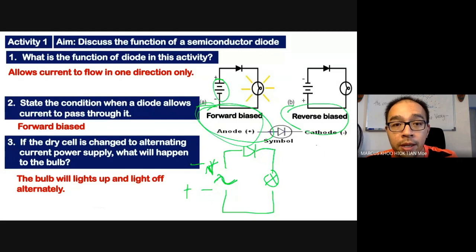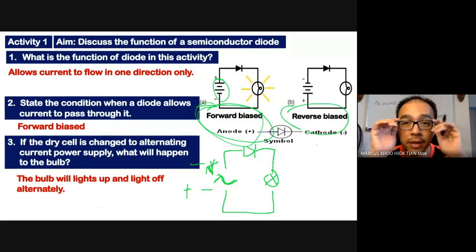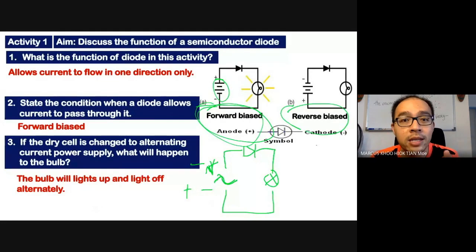So whenever we talk about semiconductor diodes, people, try to include the words forward bias and reverse bias. Because when you say forward bias or reverse bias, everybody understands already. Rather than trying to explain that the positive terminal of the battery is connected to the anode, which is very long, forward bias, everybody understands. So we try to use those words.